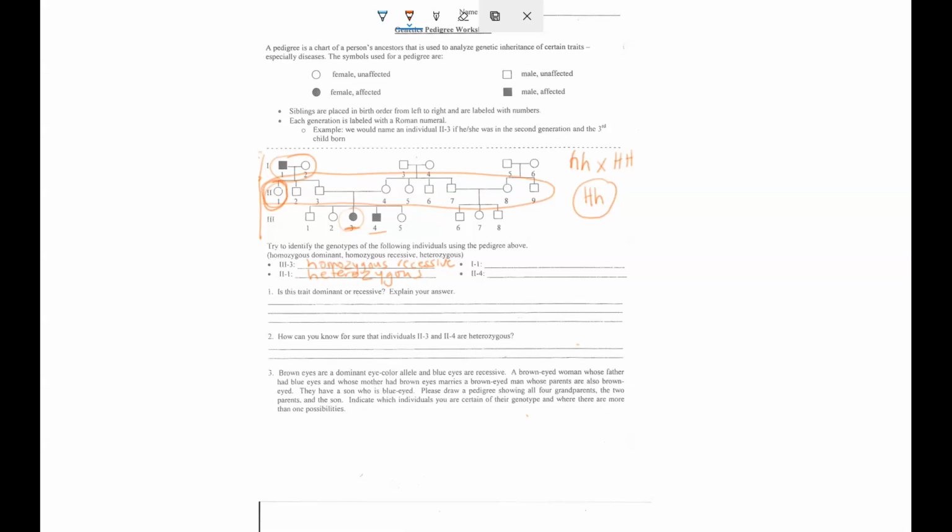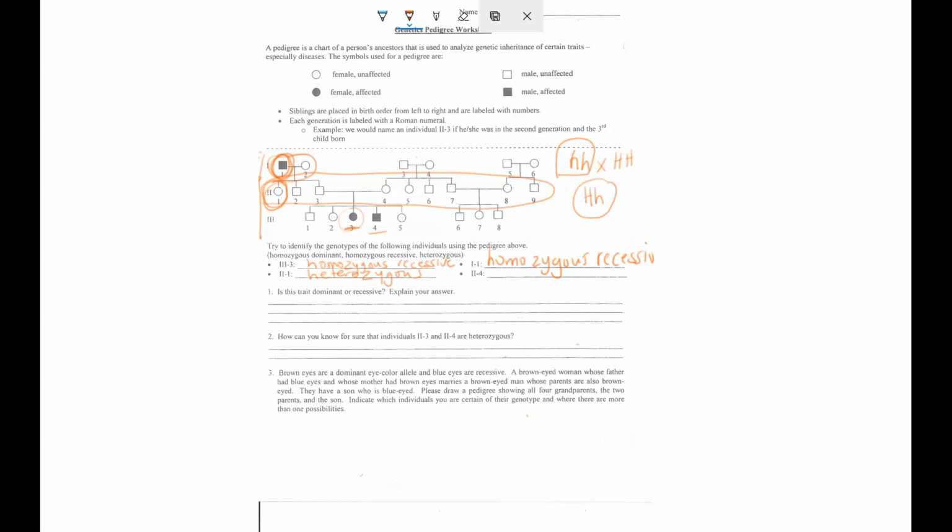And then 1-1, this father right here, is going to be, as I mentioned to you before, homozygous recessive, because he's shaded, and he's a male that is affected. So it's homozygous recessive. And my writing is cut off.